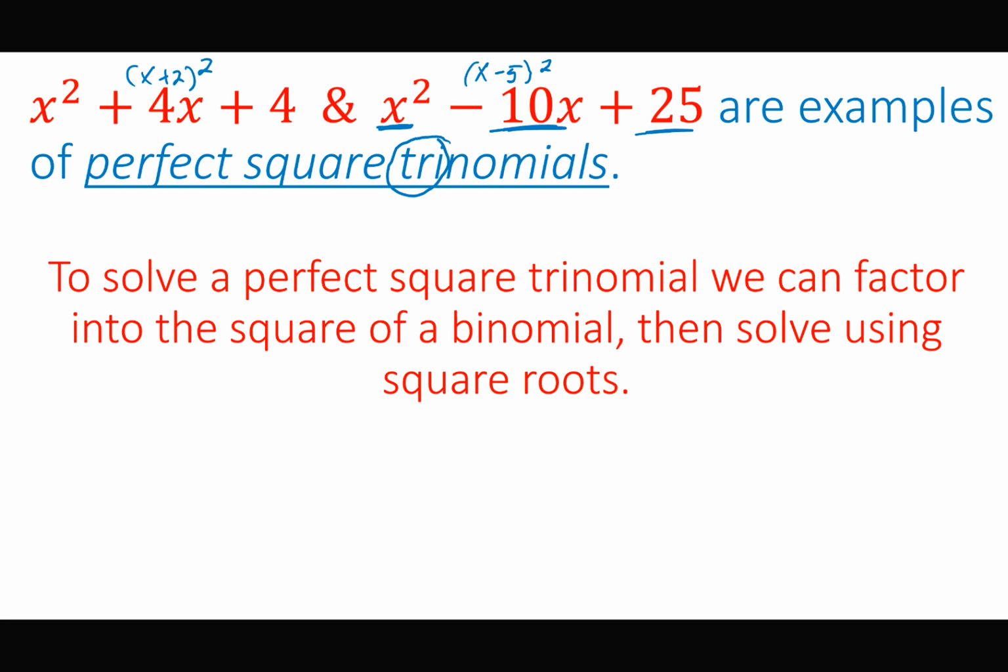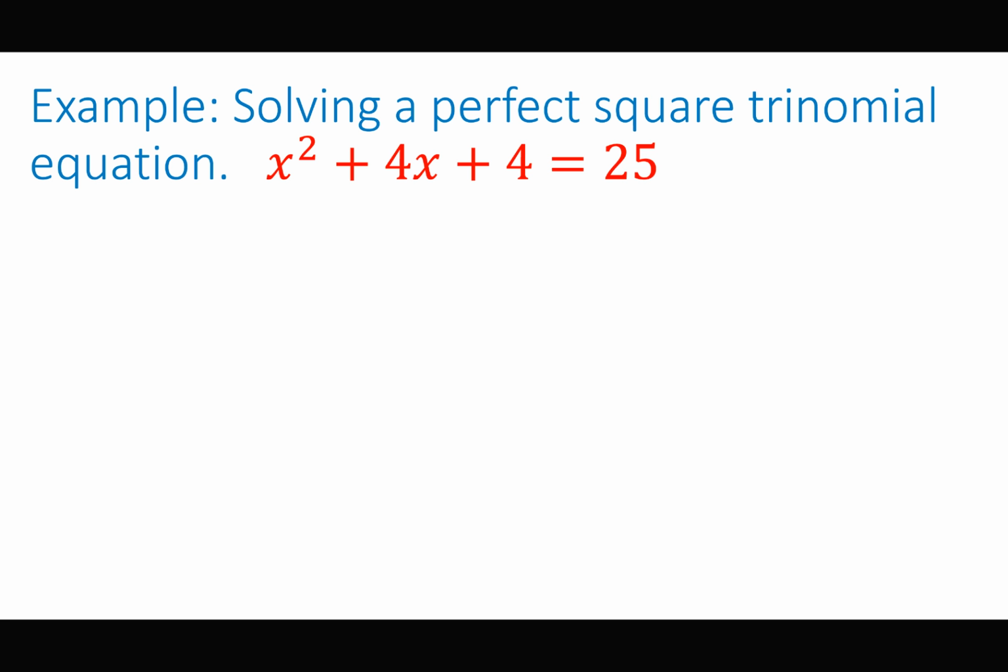So to solve a perfect square trinomial, we can factor into the square of a binomial, and then solve using square roots. So this is what we did in part 1 of 4.6, solve using square roots. So let's just do a quick practice one. If I wanted to solve a perfect square trinomial, I have x squared plus 4x plus 4. Well, this is the one that we had in that warm-up, and so we know it's x plus 2 squared equals 25. To solve this, we solve using square roots.